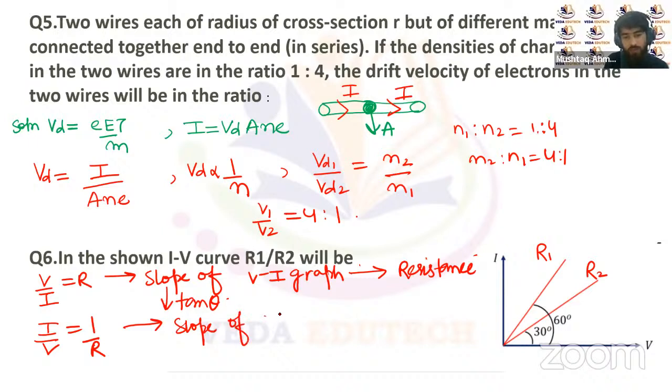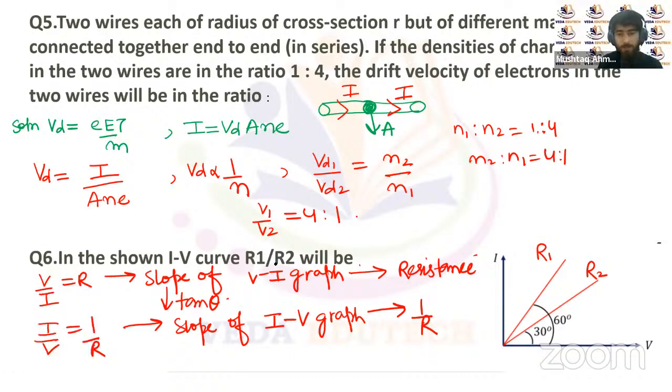So the slope of the IV graph will give us the reciprocal of the resistance, 1 upon R. The slope of the IV graph will give us 1 upon R. But we have to calculate the ratio of the resistances.